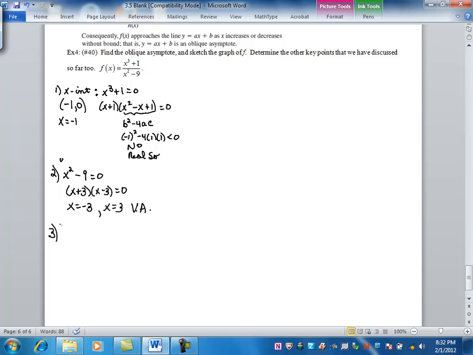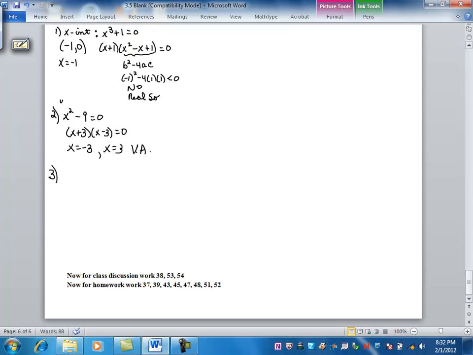And then for 3, I need to find the y-intercept if it exists. Well, let's see here. f of 0 in this case is going to be 0 cubed plus 1 over 0 squared minus 9. So this is negative 1/9. Alright, so that's going to be my y-intercept.